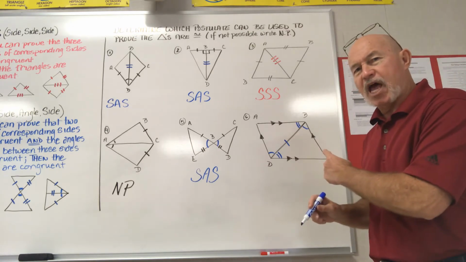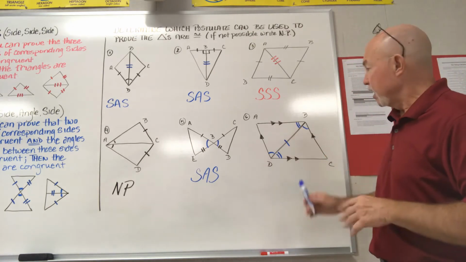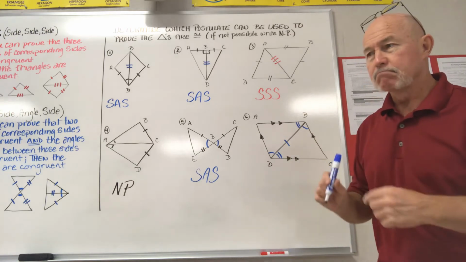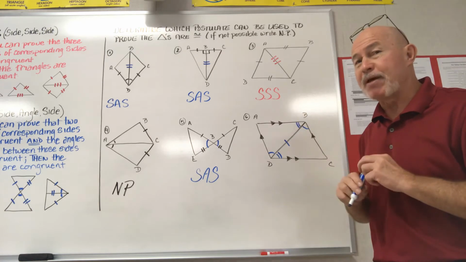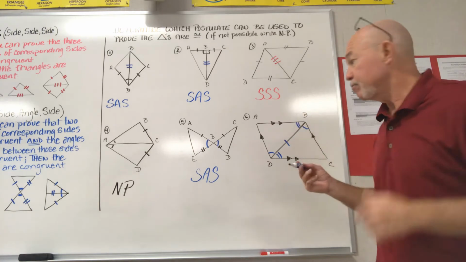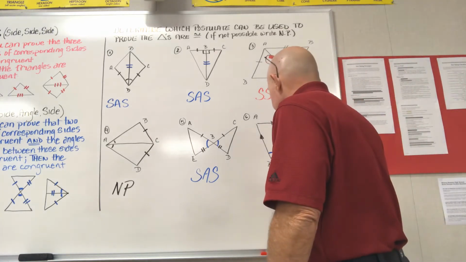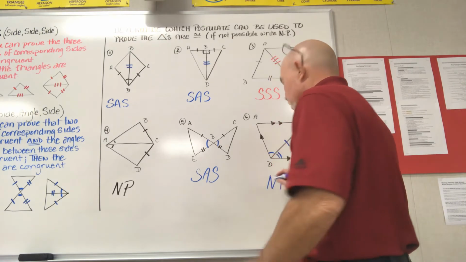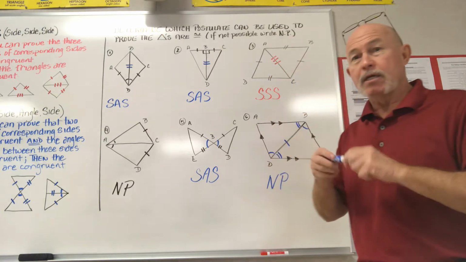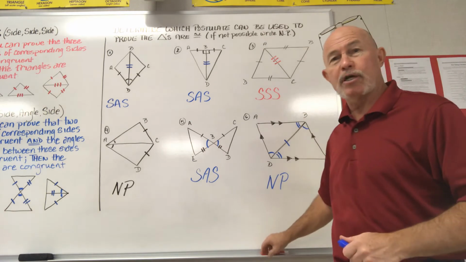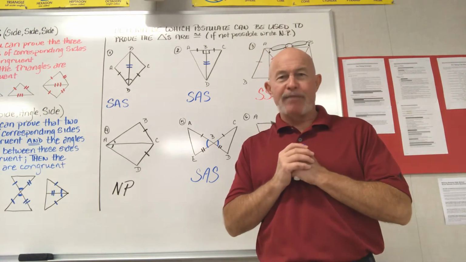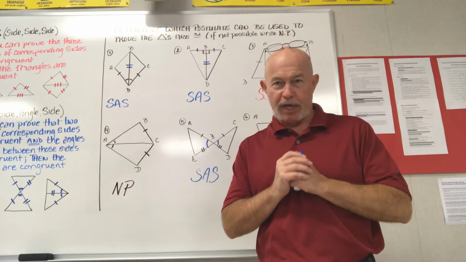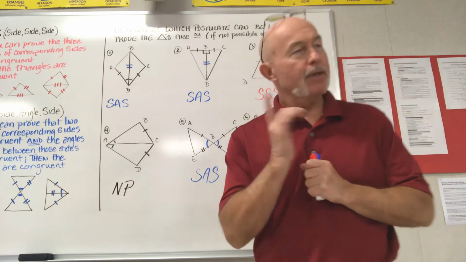Is that side, side, side? No. Is that side, angle, side? No. Does this fit either of these methods we have? No. Can it be a pair of congruent triangles? It could be, but we don't have the technology. Okay, we can't do it yet. Let's go to the proofs.